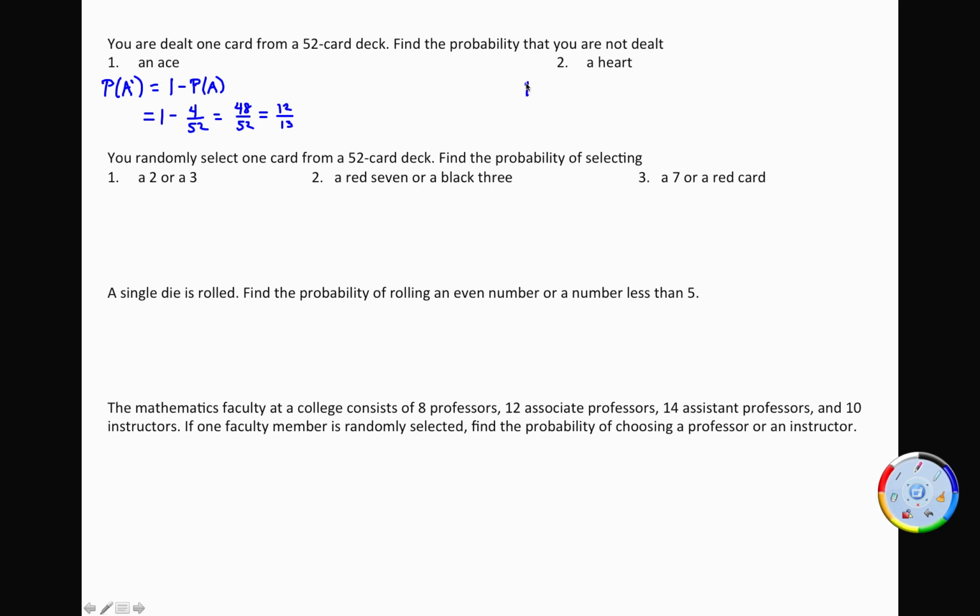What's the probability that you will not be dealt a heart? Well, it's 1 minus the probability that you will be dealt a heart. Or 1 minus 13 cards are hearts, 52 total cards. So 52 over 52, right? Get that common denominator. 1 minus 13 over 52. What's that give us? 39 over 52.